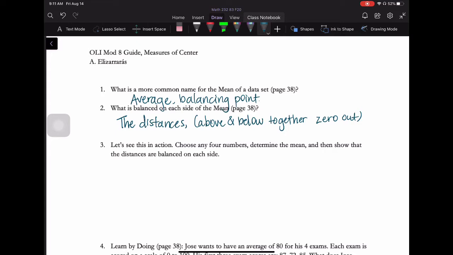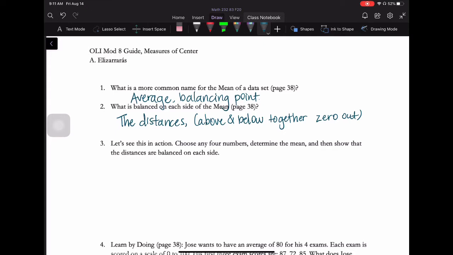I believe that you guys have been calculating averages for a long time. When you want to calculate your grade, typically you will add all the values together and divide by however many numbers there are. That's finding the average. We call it the balancing point because let's say I had two weights here, I would place the mean right underneath so that it would balance out the distances from the left and the right hand side.